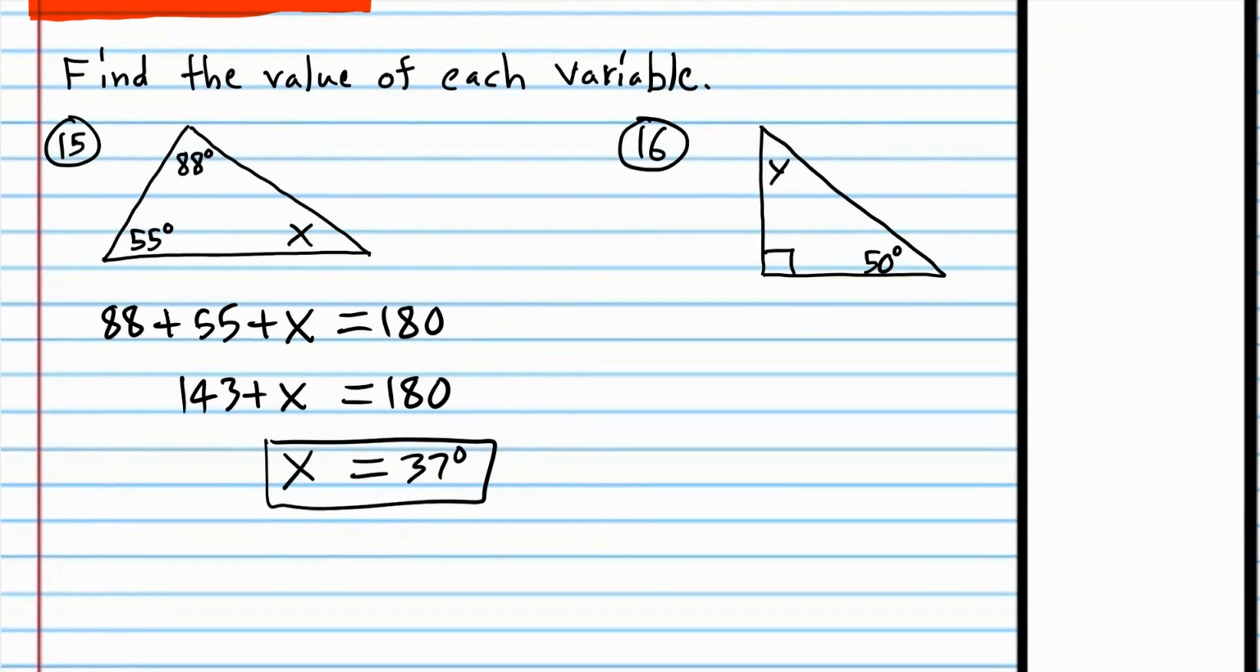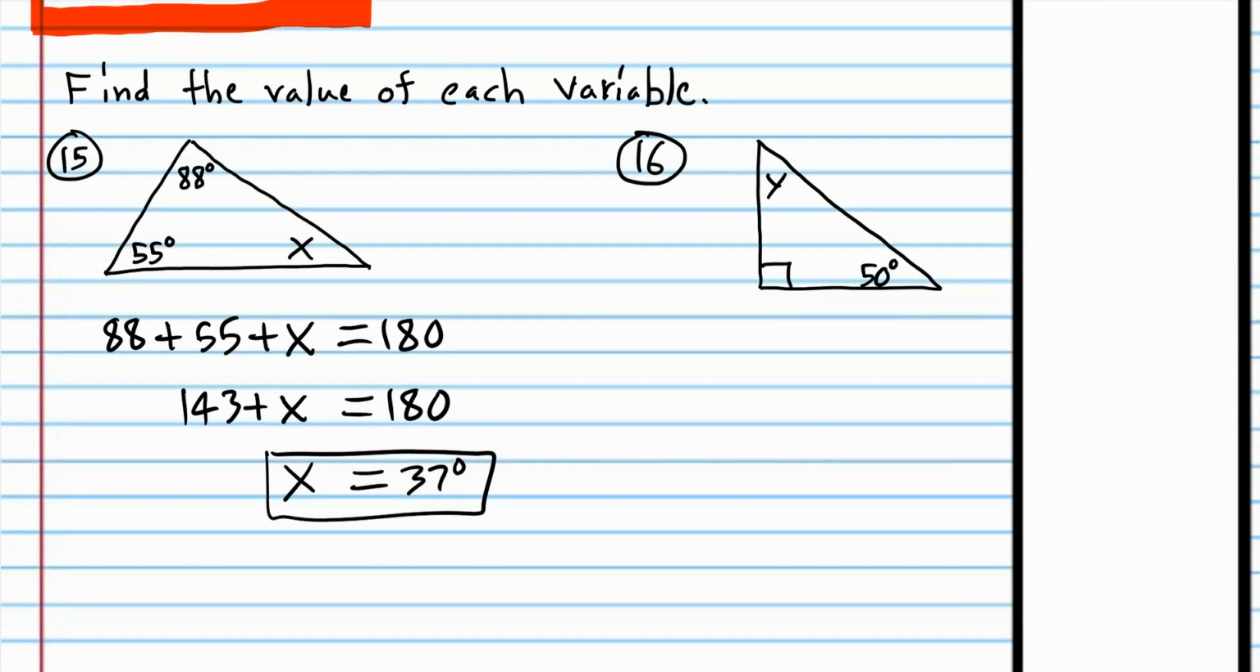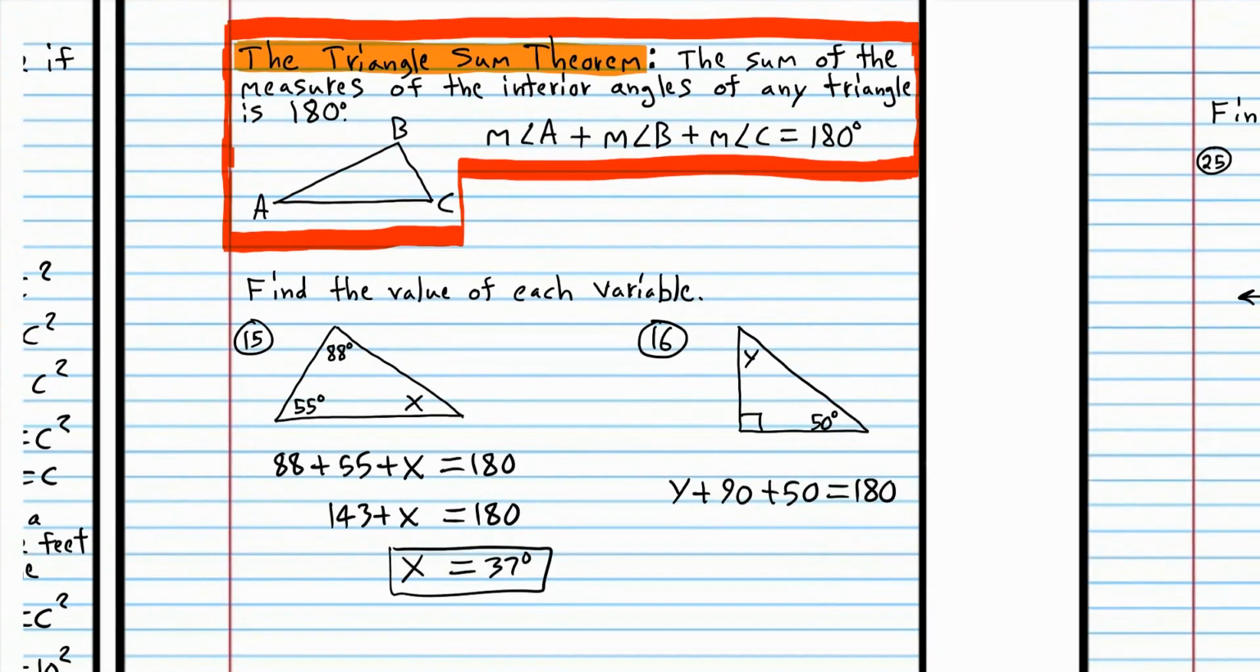All right, number 16, we have a right triangle. So if this is a right triangle and we can see this is a right angle, what is the measure of this angle? You tell me. Well, it's 90. So we can use the triangle sum theorem. We know that y plus 90 plus 50 is equal to 180. That's the triangle sum theorem we learned up here.